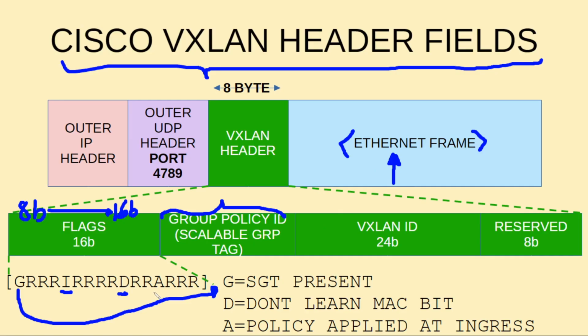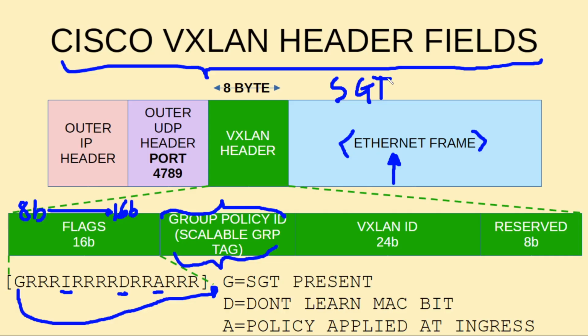And we have the A bit, which is the policy applied at ingress bit. So if it is set to 1, that means that the device that encapsulated this frame has already executed a policy based on the scalable group tag that corresponds to this frame. Remember that nowadays current enterprises are using scalable group tags in order to apply or relate a security group to every single frame that travels through the network.